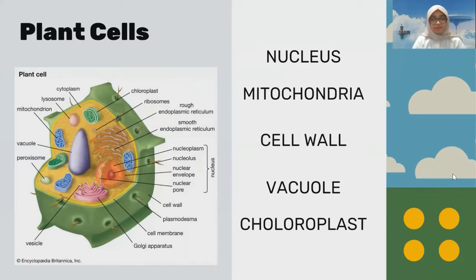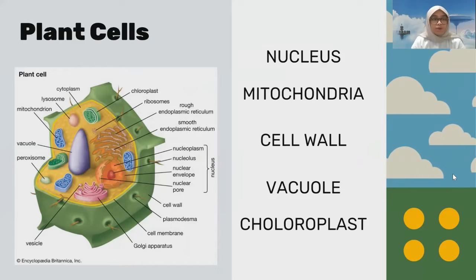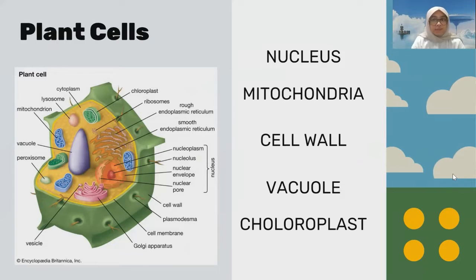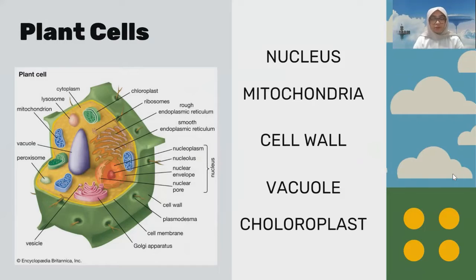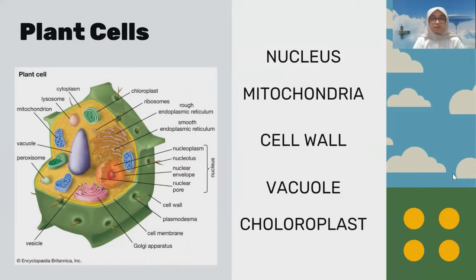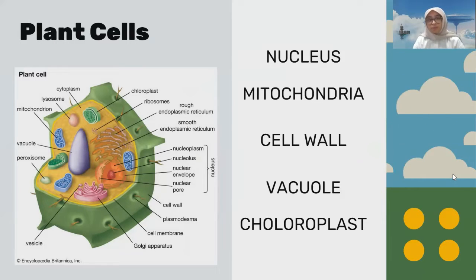Firstly, what are plant cells? Plant cells are the basic unit of life of organisms of the kingdom Plantae. They are eukaryotic cells, as we can see in the pictures here, which have a true nucleus along with specialized structures called organelles that carry out different functions. And here we have some examples of organelles like mitochondria, cell wall, vacuole, and chloroplast.